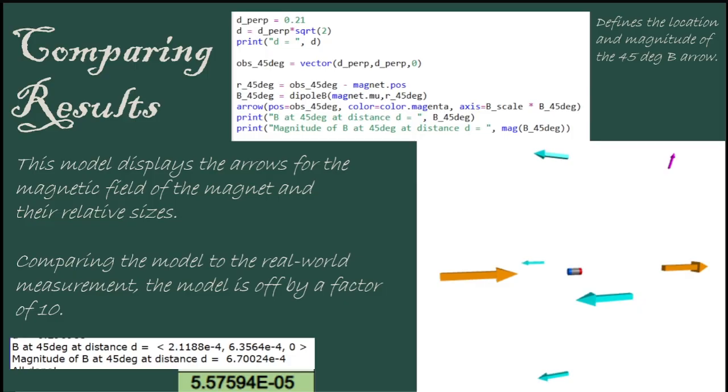Comparing results. The code up at the top defines the location and the magnitude of the 45-degree B arrow. This model displays the arrows for the magnetic field of the magnet and their relative sizes. Comparing the model to the real-world measurement, the model is off by a factor of 10.